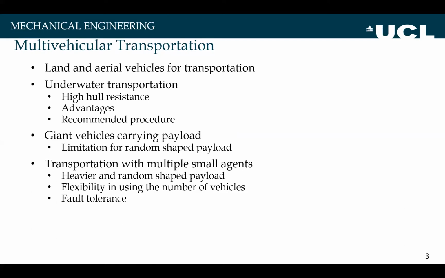But with multiple vehicles, heavier as well as random payloads could be transported, and we can increase or decrease the number of vehicles based on the requirement. If there is a heavier payload, we can increase the number, and if the payload is smaller or lighter in weight, we can decrease the number of vehicles. So it is cost effective as well, as we are using the number of vehicles as per requirement.